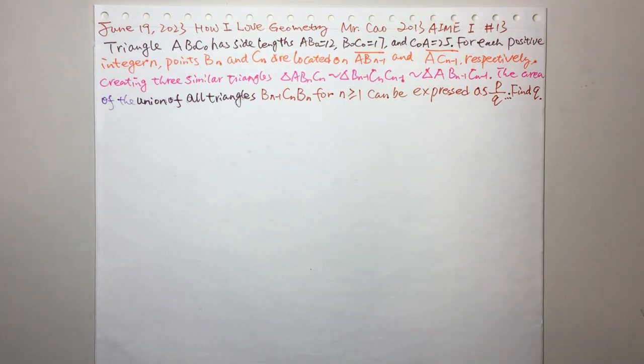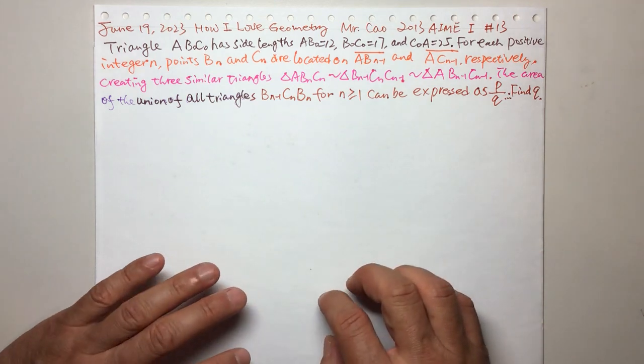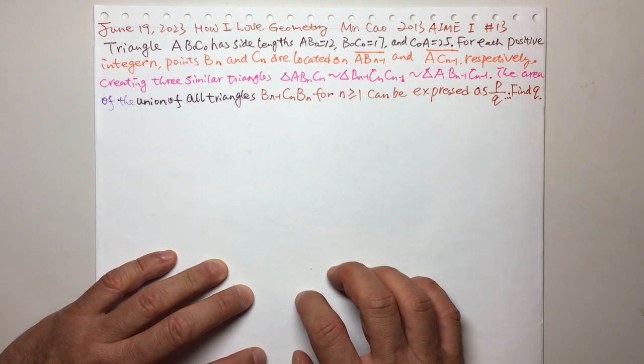I'm Mr. Cao. This problem is from 2013 AIME problem number 13. The problem says triangle AB0C0 has side lengths AB0 equals 12, B0C0 equals 17, and C0A equals 25. So I will draw the sketch diagram.